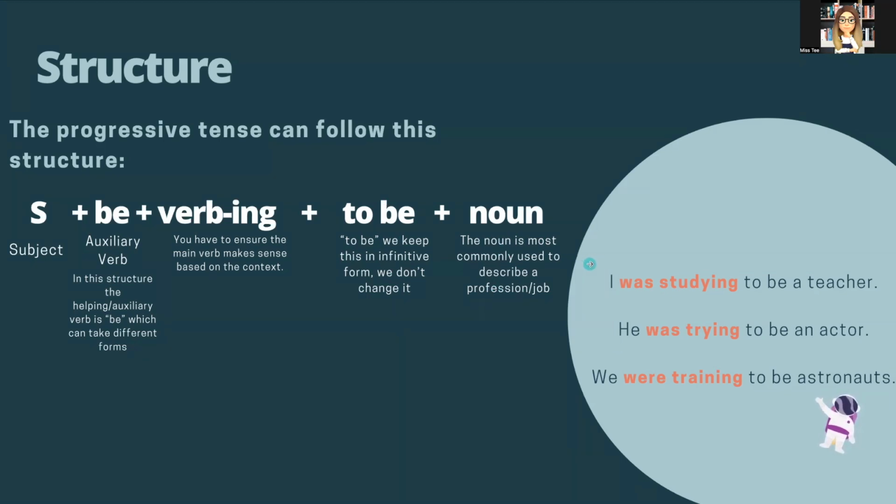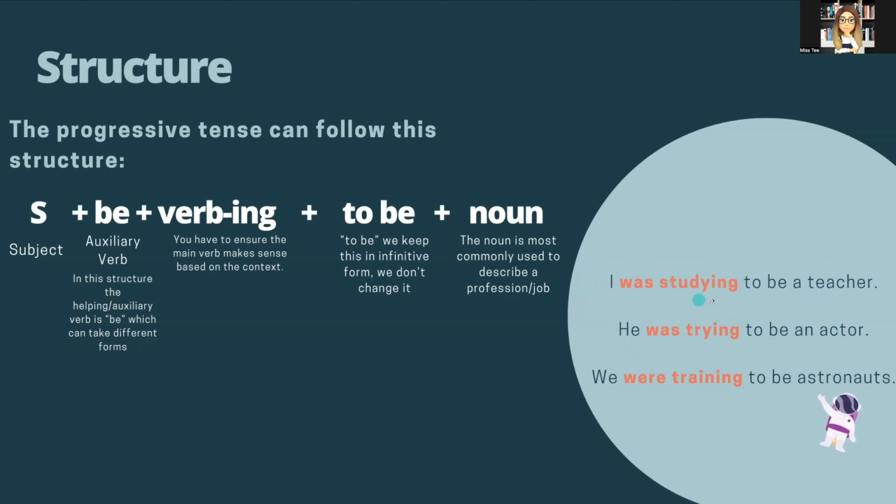So here are some examples that we could see. I was studying to be a teacher. He was trying to be an actor. We were training to be astronauts. And so these are other cases that we can use the past progressive when we're talking about trying to get the ability to have a certain job, occupation, profession, position, something like this.